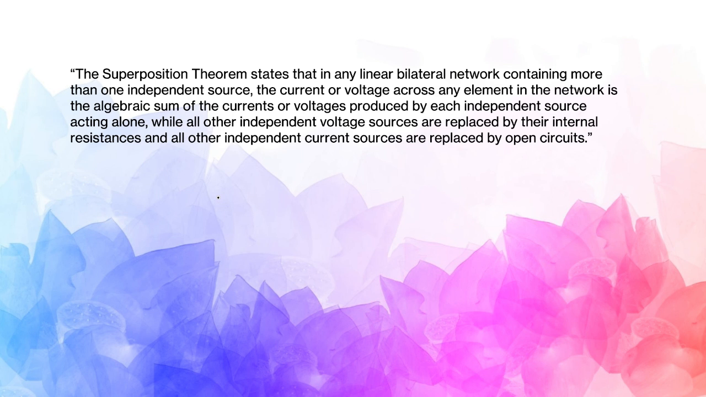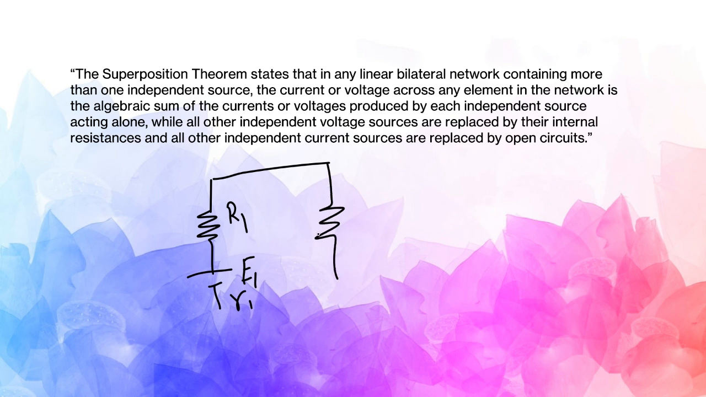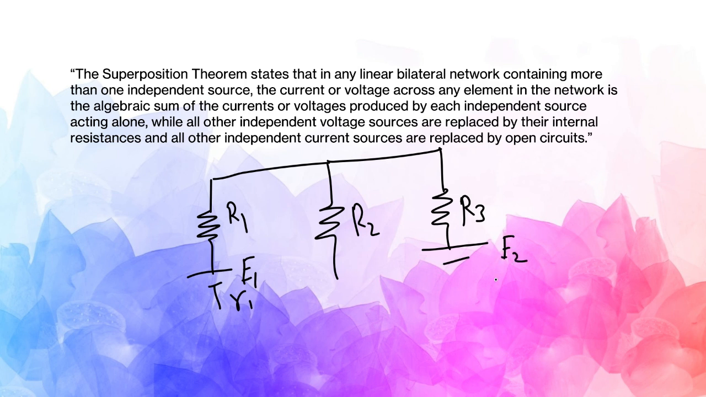Now, what it is trying to say is, let us assume that we have a circuit like this, where this is R1, this is E1 with internal resistance R1, and this is R2, and this one is R3 with voltage E2 and internal resistance R2.